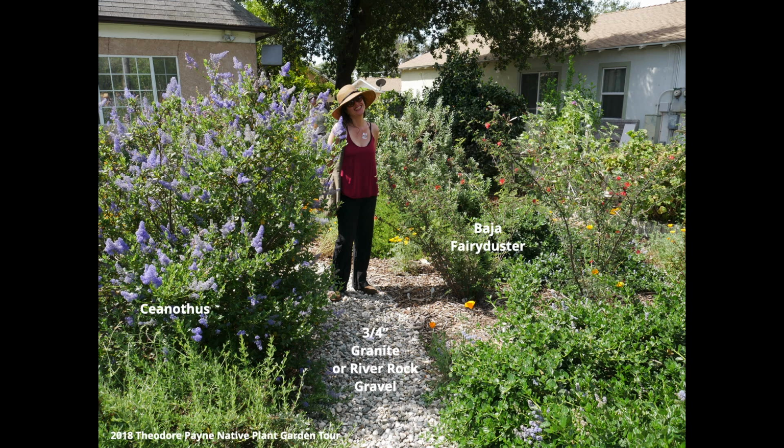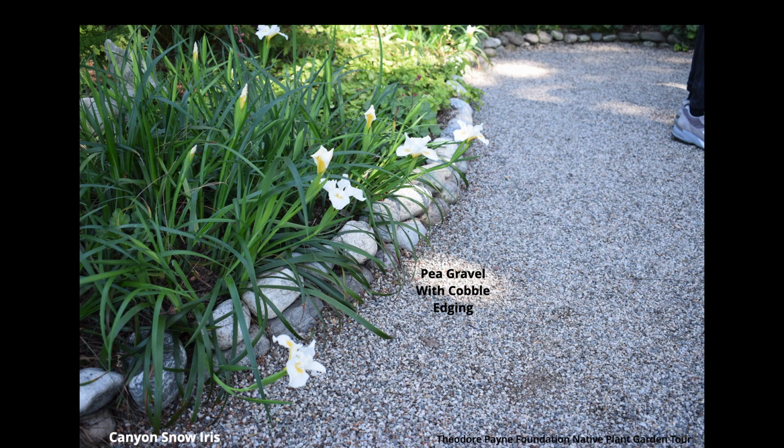Thinking about materials, you have a lot of different ways you can go. This is just an example of a larger gravel. This is probably about a 3/4 inch granite or river rock gravel, and here's an example of another gravel pathway with pea gravel, which forms a little more of a crunch underneath the foot. Neither one is better or worse. It's just all about what's going to work for you.